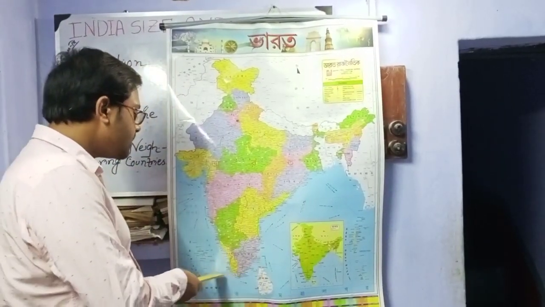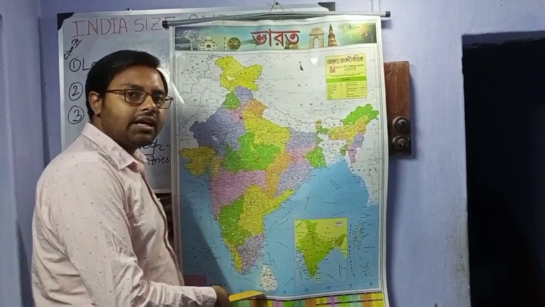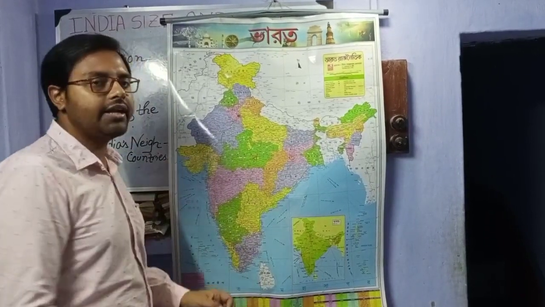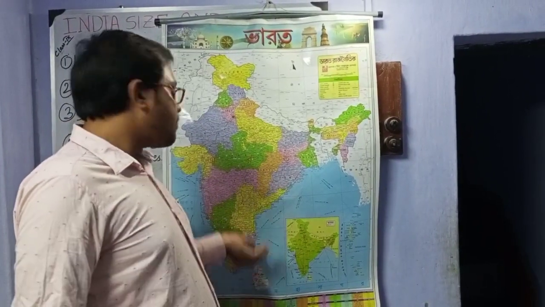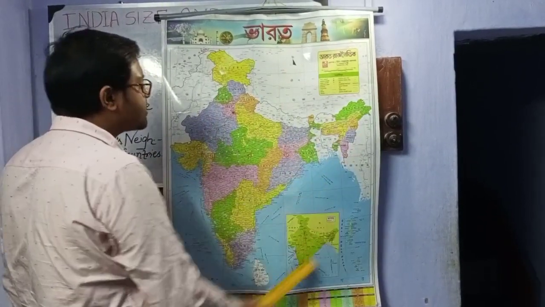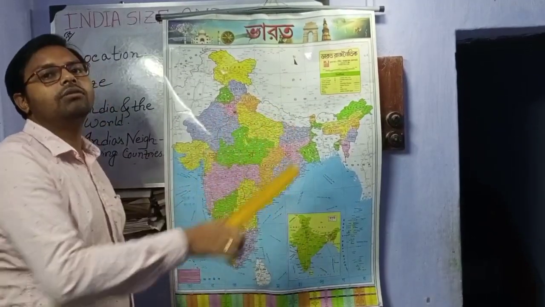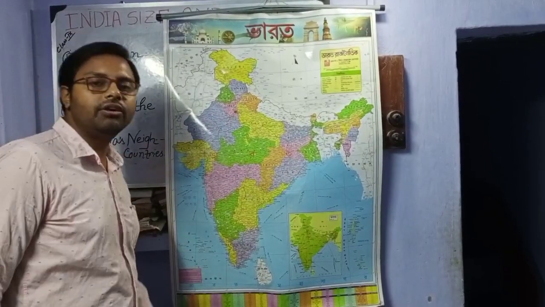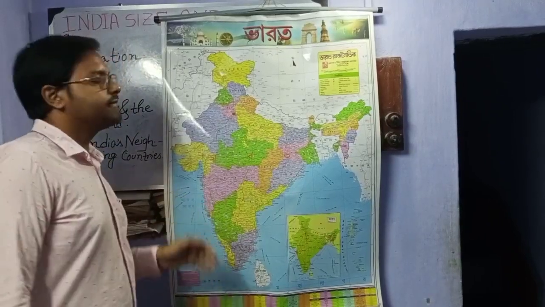And the southernmost neighboring country is Sri Lanka, which is also connected with Maldives and India with an isthmus of Palk Strait. It has a relationship with Palk Strait. So thus India establishes its relationship with its neighboring countries and throughout the world. That's it in the India size and location chapter. I hope all your doubts have been cleared through this video. So keep watching.